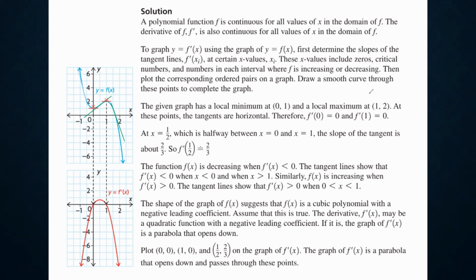It's also going to include critical numbers, and at least one number in each interval where f is increasing or decreasing. So if we look at this graph, we're going to have a 0 point here, it's the y-intercept. We're going to have a 0 point here, it's the x-intercept. We're going to have a critical number here because it's a local maximum, right? Mhm. And I'm going to have a critical number here because it's a local minimum. Mhm.